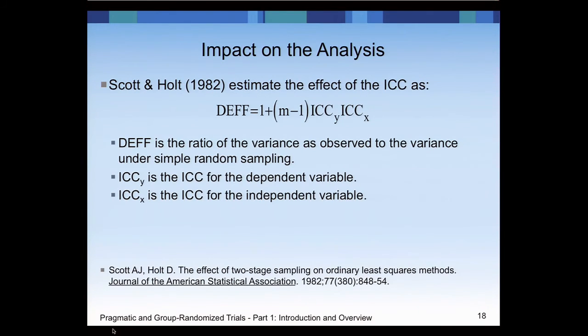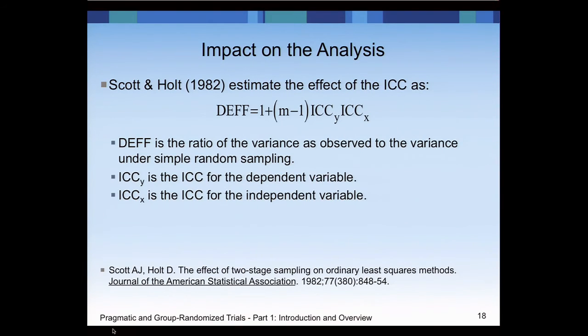Another way to look at the impact on the analysis is using an equation from Scott and Holt, published in 1982 in JASA. This expression is another expression for the variance inflation factor or the design effect, and it's written as 1 plus m minus 1 times ICC y times ICC x. ICC y here is the same one that we were talking about a moment ago. It's the interclass correlation for the dependent variable. ICC x is the interclass correlation for the independent variable. And quite generally, the design effect is the product of the two interclass correlations times m minus 1, where m is the number of members per group, and then we add that product to 1. To the extent that the ICCs are positive and m is greater than 1, the product will be greater than 0, the design effect will be greater than 1, and there will be variance inflation.